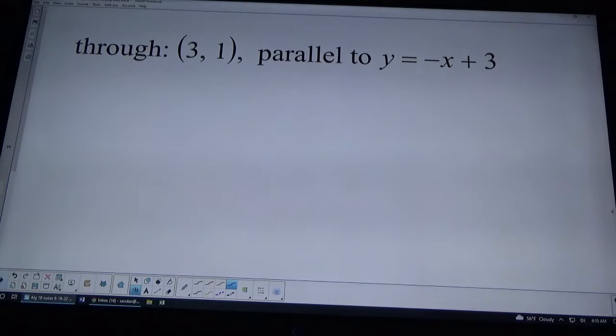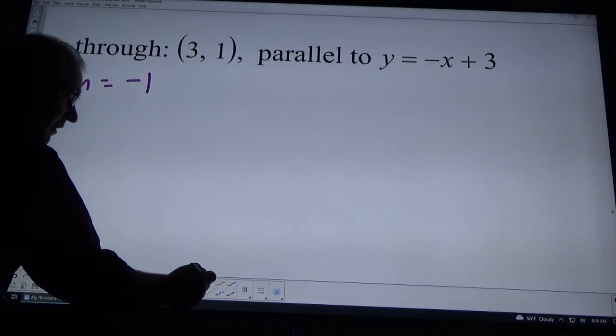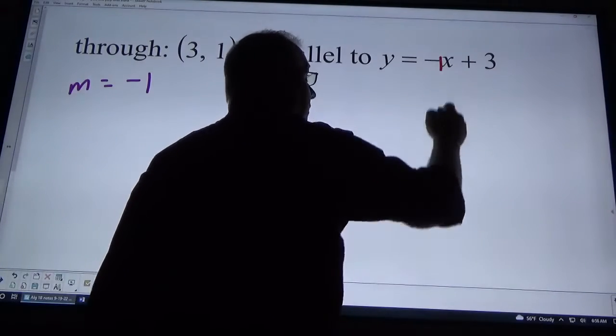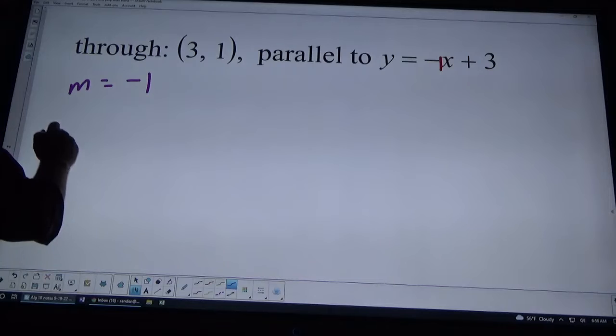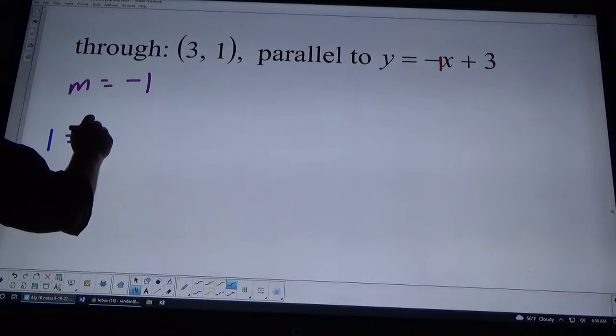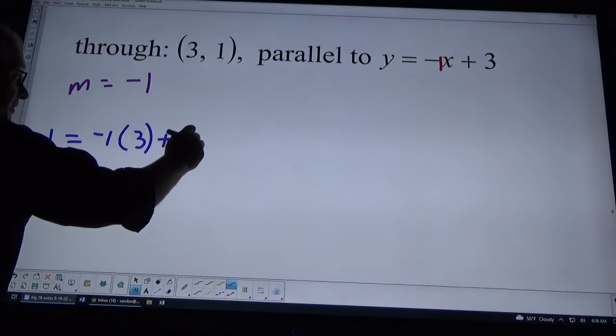Try this one. This one's much easier than the last one. Here we go. Slope is -1. Now we know this is understood to be a 1 before it, so -1 is our slope. 1 equals -1 times 3 plus b.